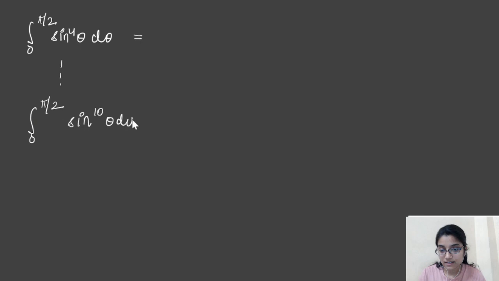In a similar way, if somebody asks you to find sine raised to the power 4 theta d theta, then what will you do? Again you will break it into sine square theta into cos square theta, or sine theta into sine cube theta, and you will apply various substitution methods to find it out. But what if I ask you to give me the answer for the integral from 0 to pi by 2 of sine raised to the power 10 theta d theta? Then somewhere it is going to create a problem for all of you, right?